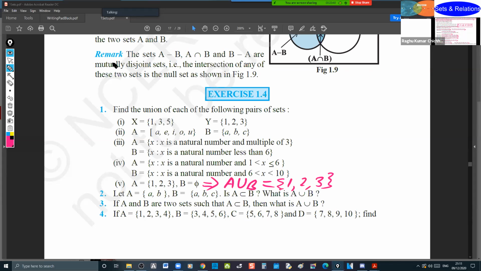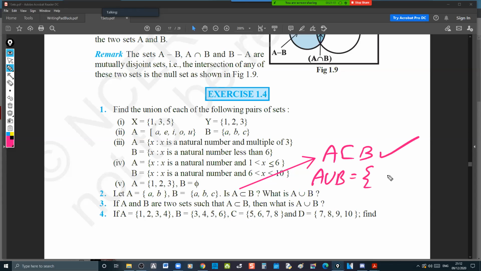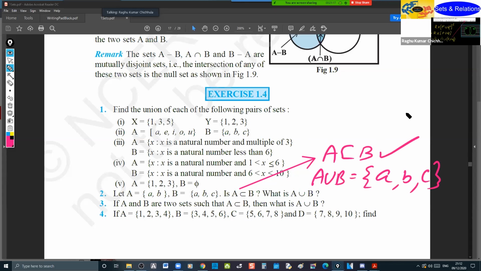Okay. Yes, sir. Second one, please. Let A equals small a, comma small b, and let B equal to small a, comma small b, comma small c. Is capital A a subset of capital B? So yes, sir. Capital A is a subset of capital B. What is A union B? So A union B is a, b, and c. That's it. Done. Next.